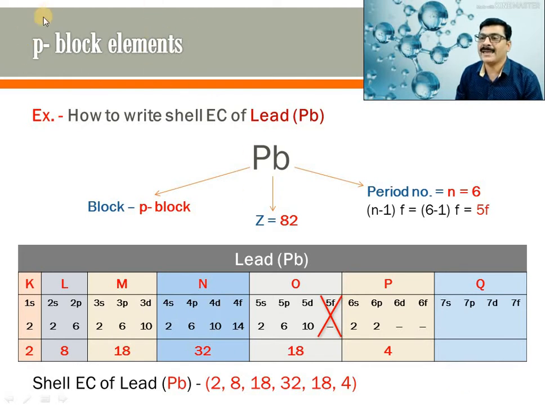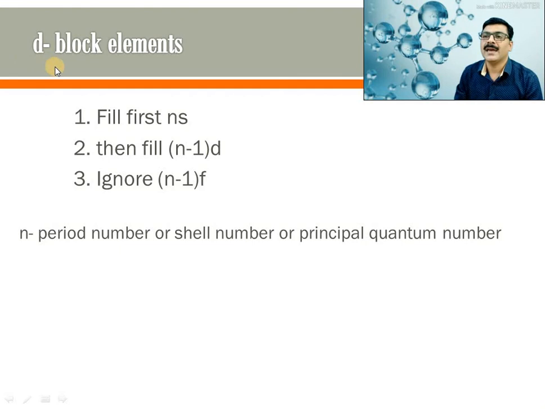But for writing the shell electronic configuration of p block elements, you have to remember only one thing, and this thing is you have to ignore the n-1 f orbital. And if you remember it, then you can easily write the shell electronic configuration of p block elements. Now then let's move to the shell electronic configuration of d block elements.